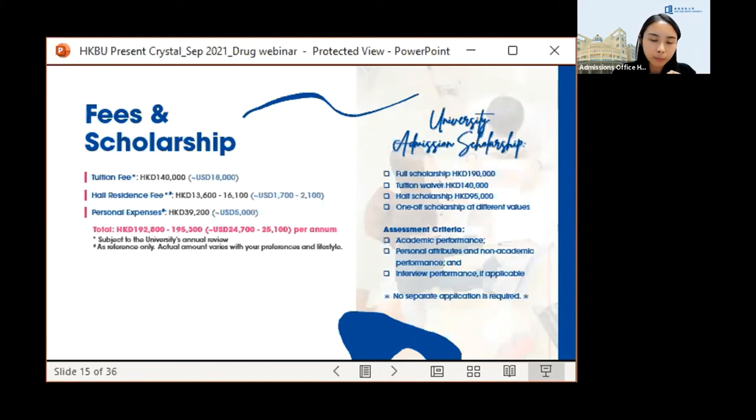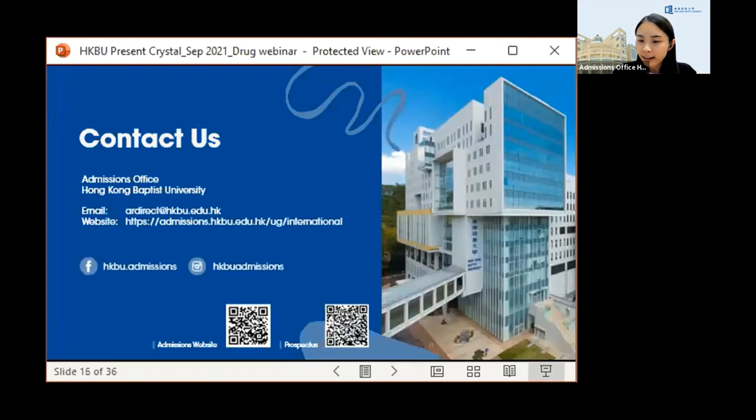I think that's pretty much what I would like to share with all of you today about the admissions requirements. If you have any questions, feel free to type in the chat box as well. And if you do not have any questions, or if you are still thinking about what questions you have, feel free to drop an email to aldirect@hkbu.edu.hk. After this webinar, if you have further questions, feel free to email us, and we will help you with all the questions while you're applying to us.